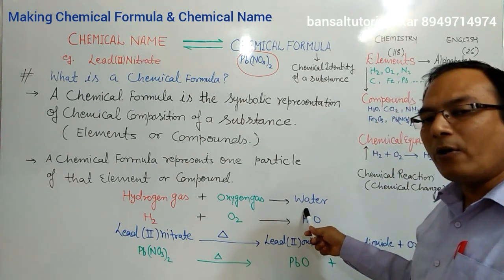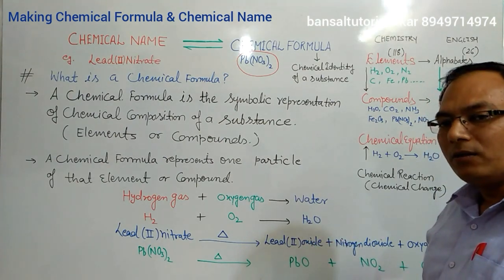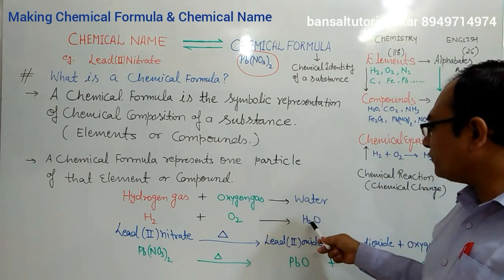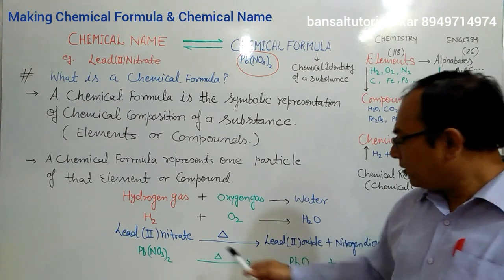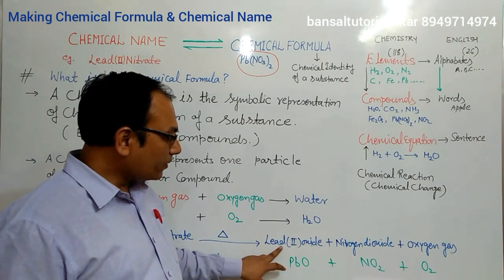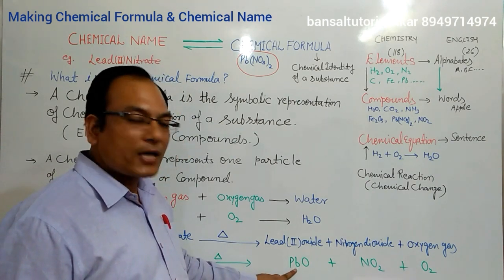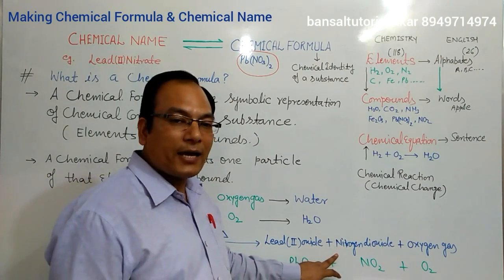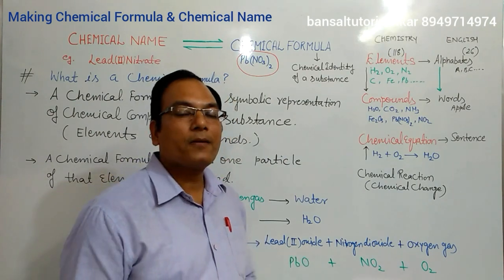Water is a compound. It is composed of hydrogen and oxygen. So H2O is the chemical formula which represents one particle of water. In the same way, lead oxide is a compound. The chemical formula of this compound is PbO, which shows that it is composed of lead and oxygen. Nitrogen dioxide is again a compound which is composed of nitrogen and oxygen.